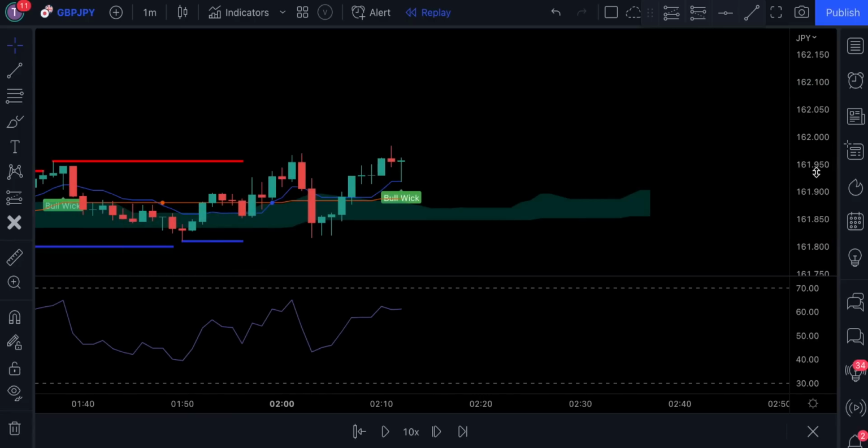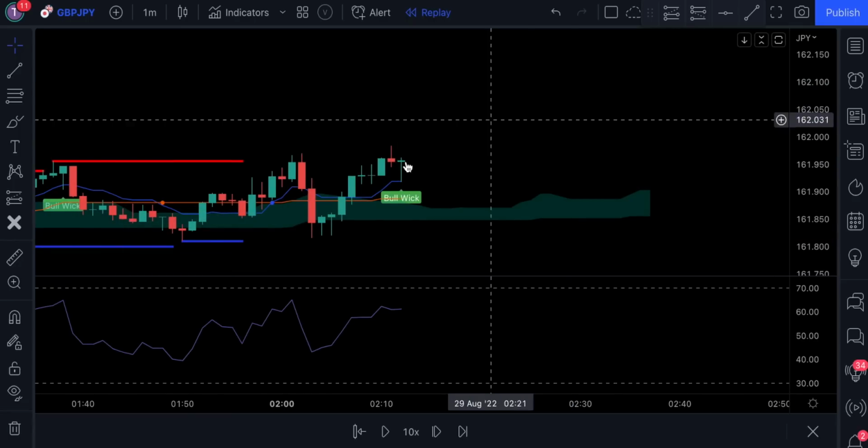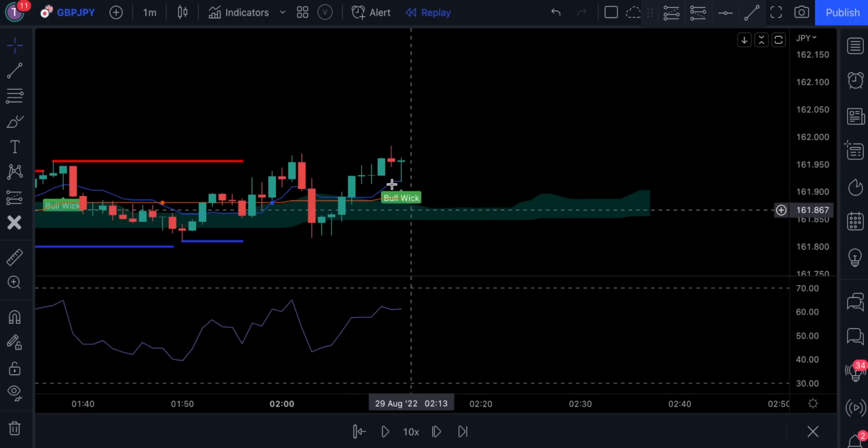Let's take a look at one more long example. We see the price action is above the cloud, is green color, and we had a signal to buy.